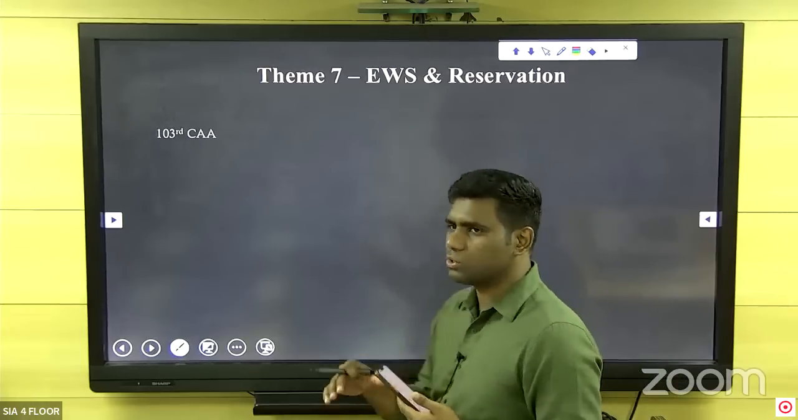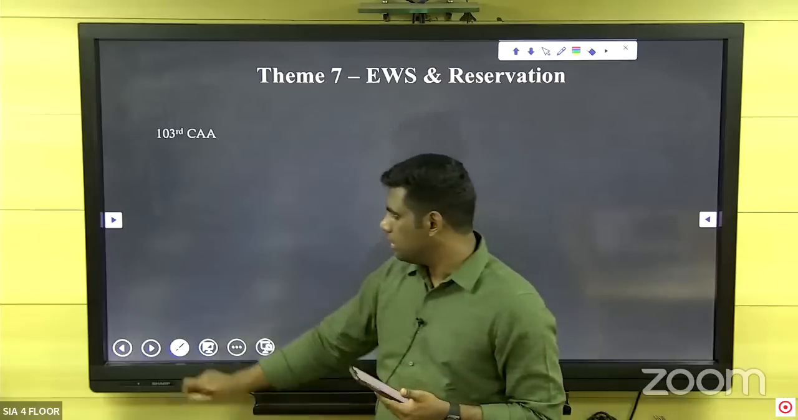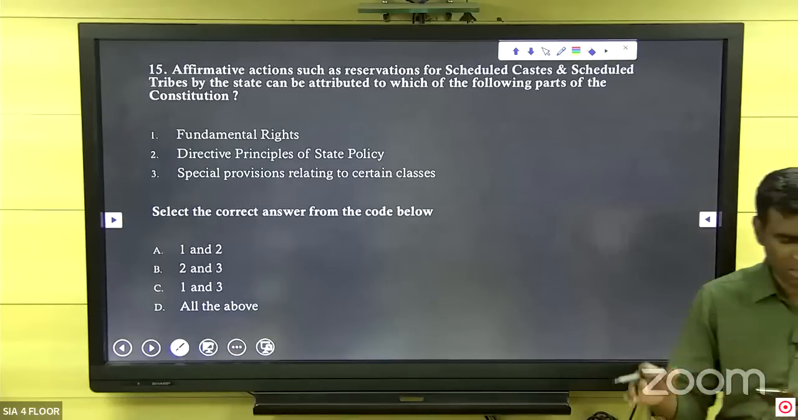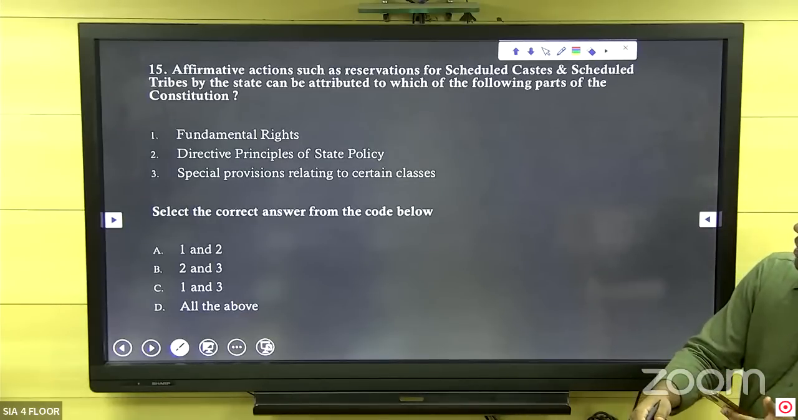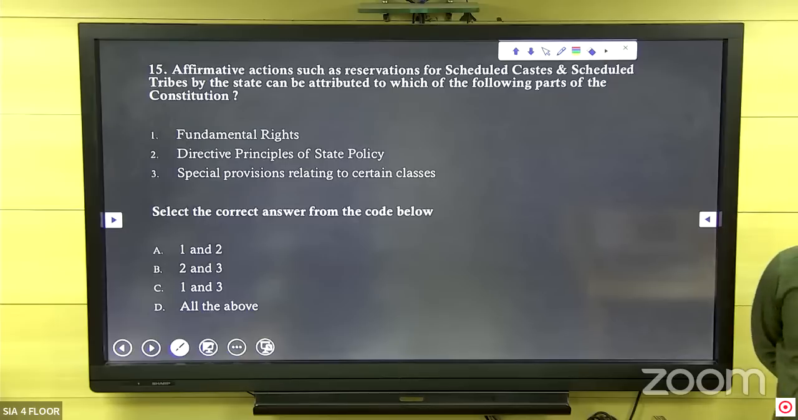Okay, UPSC goes to the Constitution, finds out constitutional provisions which support the idea of reservation itself. Okay, so this is the way UPSC probably can ask questions. Affirmative action such as reservations for SC and ST by the state can be attributed to which of the following parts of the Constitution?